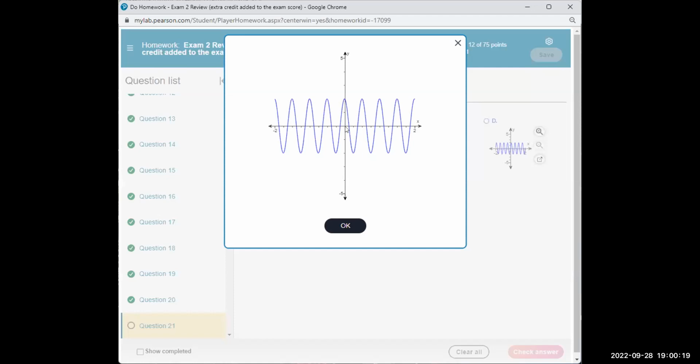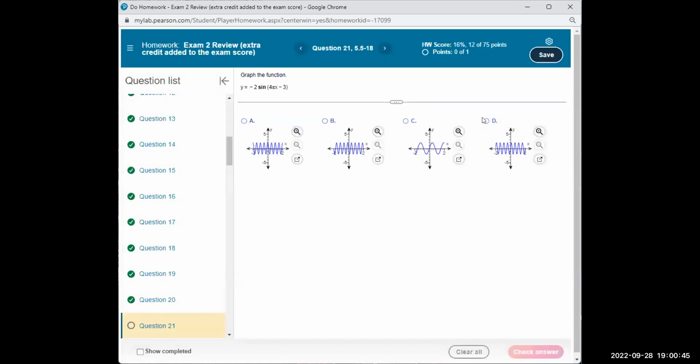I think this one is it, because you'll notice that normally the sine wave, this point would be at the origin, but because of the shift, it's over here. And since it's negative, it's a reflection across the x-axis. So it's going to go down, up, and then back down. And that period is about 1/2. So this looks like the correct graph.